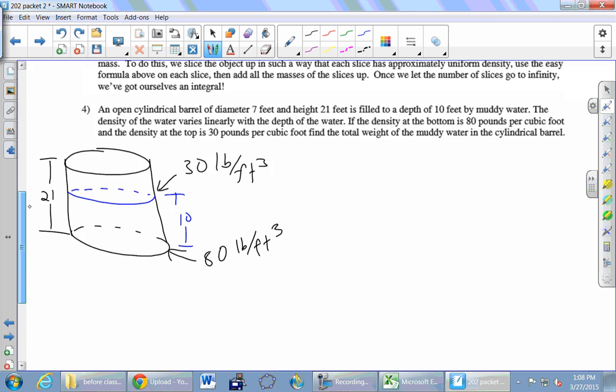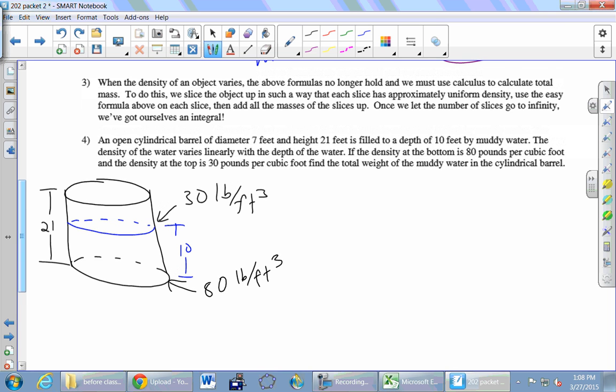So how about we just jump to the answer here, and then we'll confirm it using our calculus idea. So Cooper's trick, which is not recommended that you employ on a test. Let's see. So the average density we said is 55, right? 55 pounds per cubic foot.